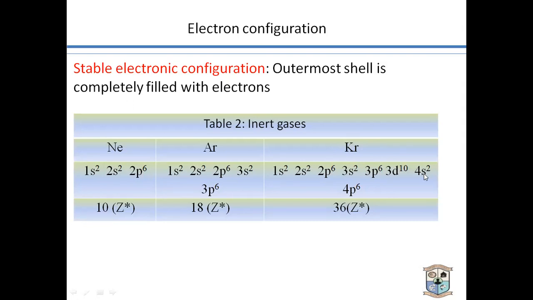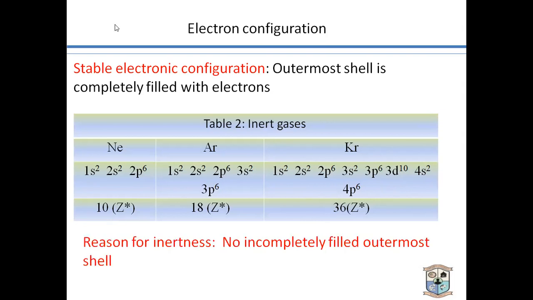After this one is 4s. After the 3d shell is the 4s shell, which takes a total of 2. After 4s, you have 4p, which takes a total of 6 electrons. So looking at the atomic number for krypton, you find that all the shells here have been filled. So these are known as inert gases.